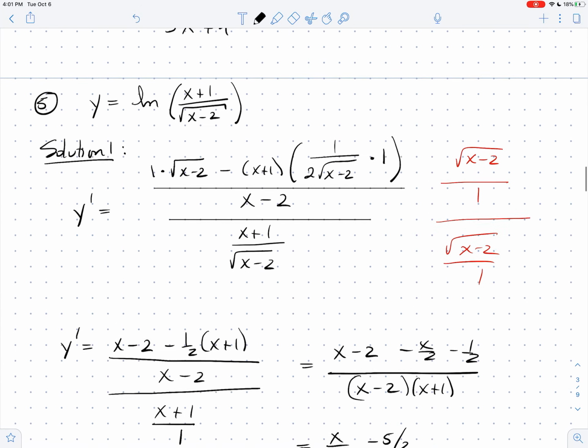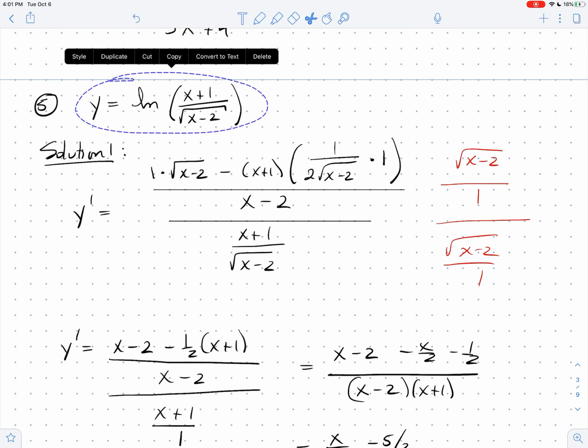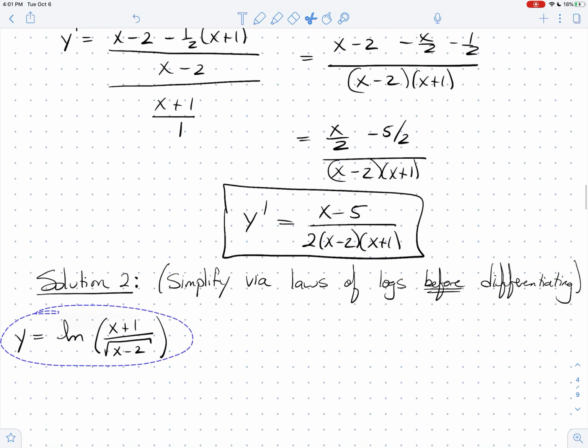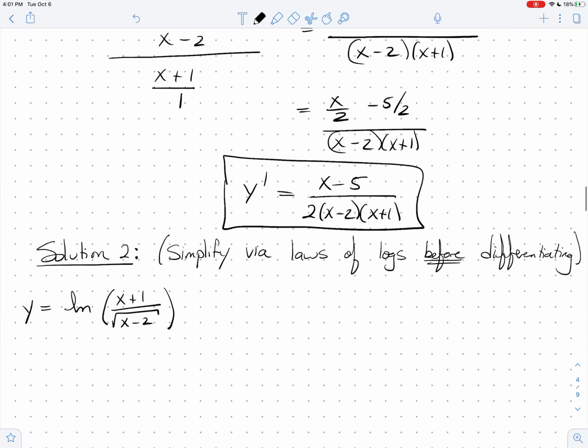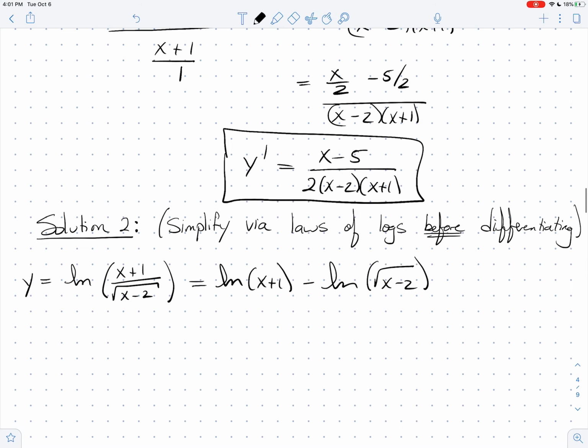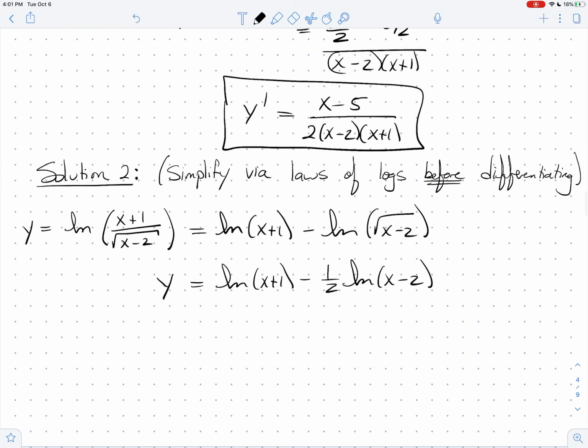And so let's go up and copy our function again. I'm going to copy this, and I'm going to pop it right here. And I realize, okay, just laws of logs, no calculus, no derivatives. This is not y prime, just y. I get an ln of x plus 1 minus ln of the square root of x minus 2, I can do even better. I get ln of x plus 1 minus a half ln of x minus 2. Wow, that is going to be significantly easier to differentiate. Here we go, one fell swoop, no simplifying required.